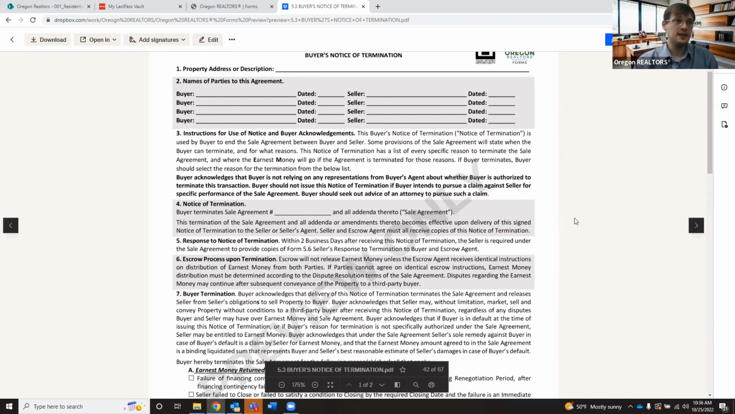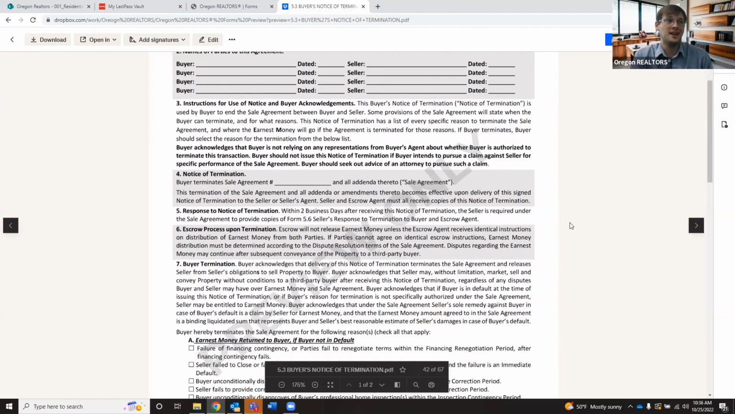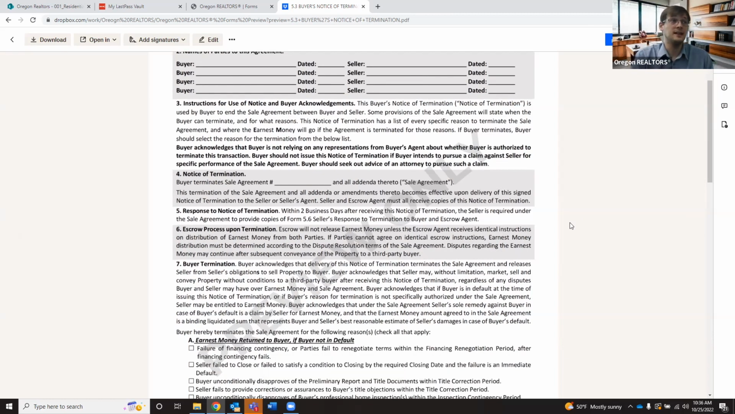In 5.3, it has these various provisions such as section 3, instructions and use of the notice. It tells you how it's supposed to be used. This is used when the buyer wants to end a sales transaction. They'll do this by stating the exact reason why they can terminate. This termination should have every specific reason you're using. The buyer acknowledges that they're not relying on their agent when they're telling about whether or not they're authorized to terminate the transaction. Termination is something the buyer has to make as their own decision.